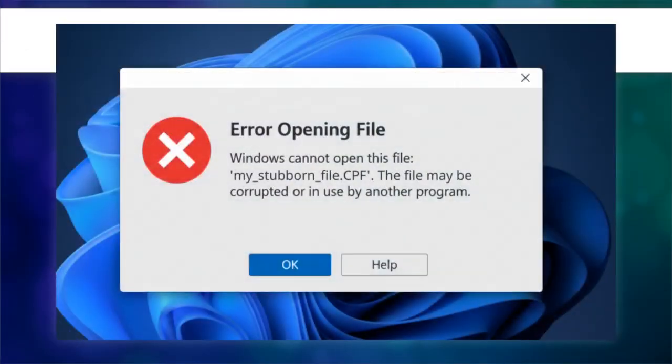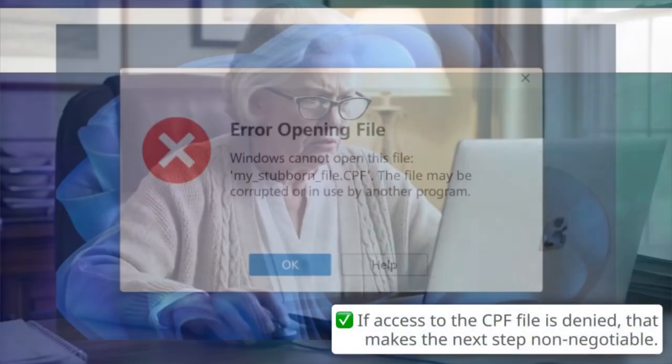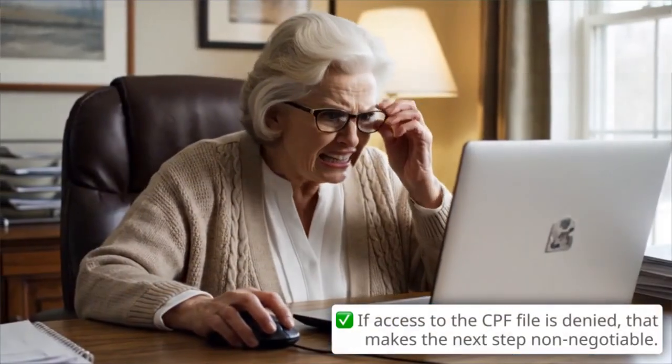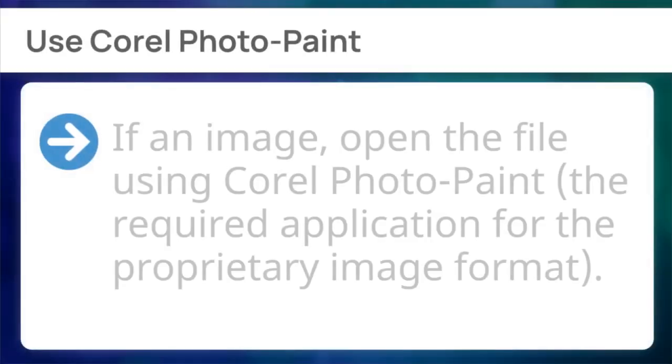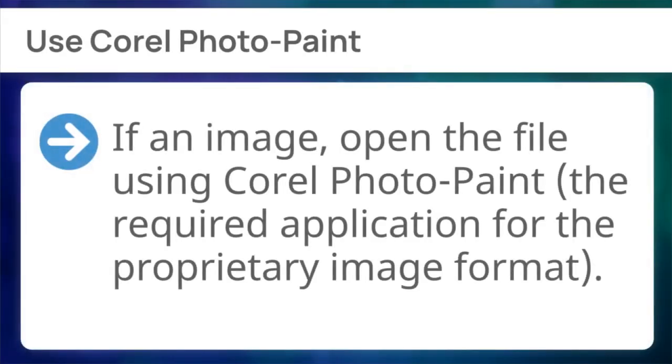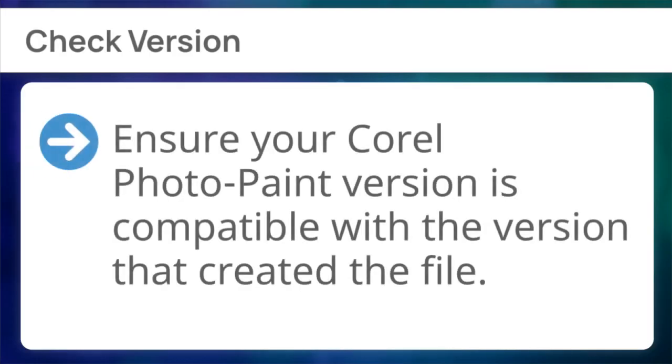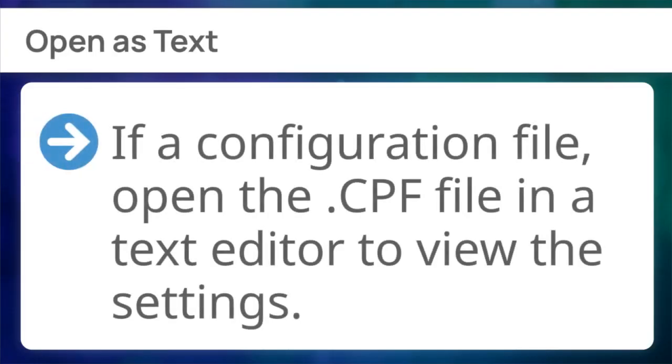Since the software rejected the file, we need to find the root cause. Here are the 3 essential steps we will take right now to isolate the problem. First, use Corel Photo-Paint. If an image, open the file using Corel Photo-Paint, the required application for the proprietary image format. Next, check version. Ensure your Corel Photo-Paint version is compatible with the version that created the file. Finally, open as text. If a configuration file, open the .cpf file in a text editor to view the settings.